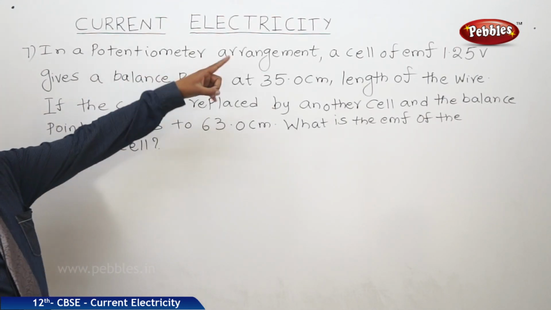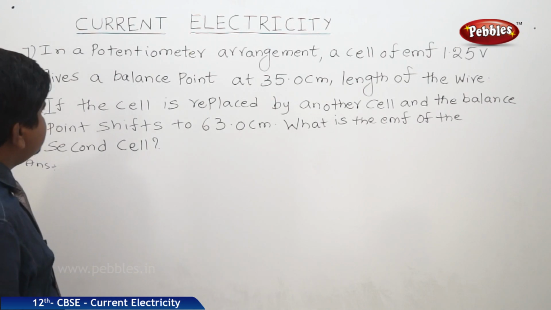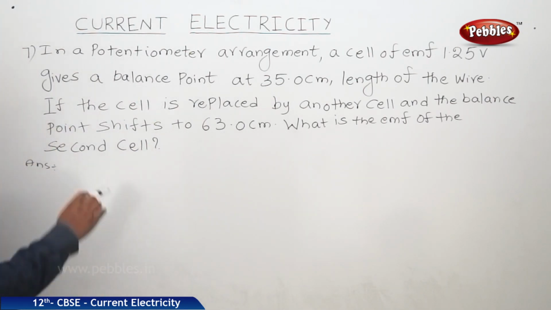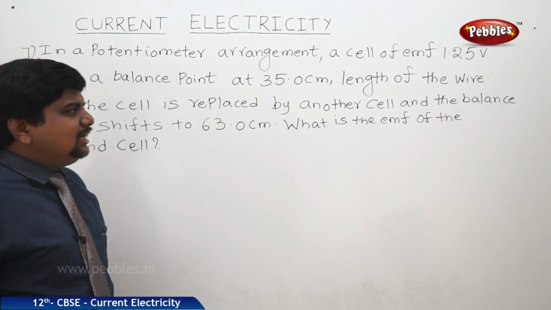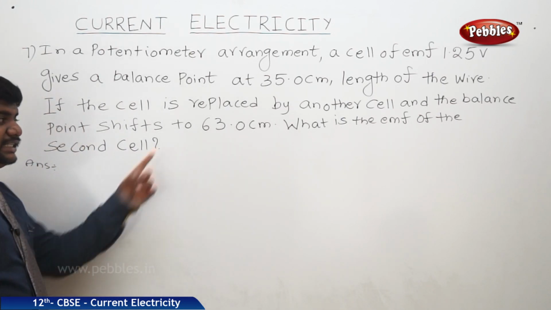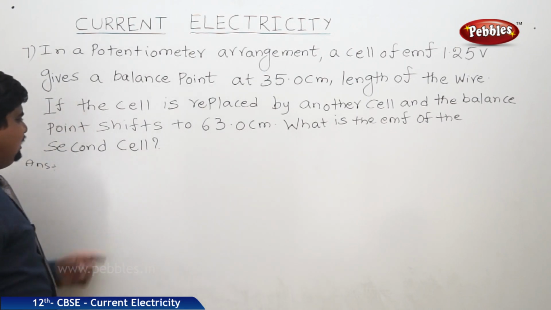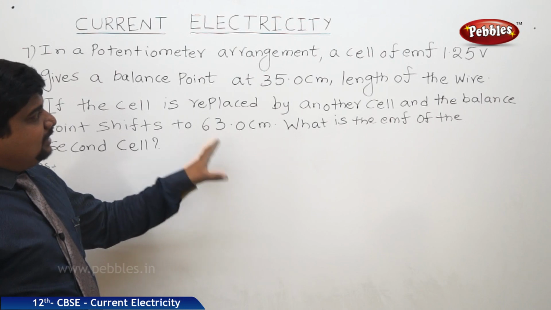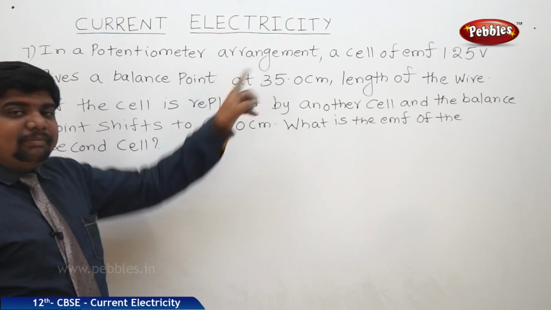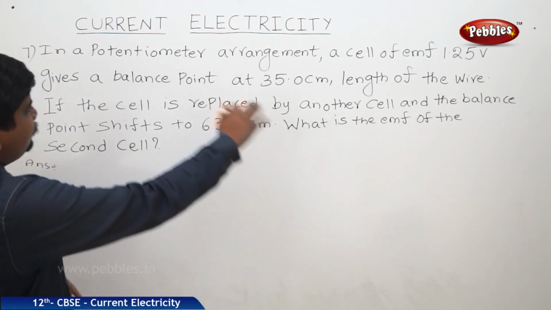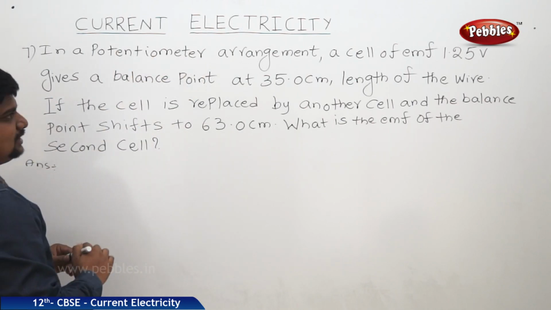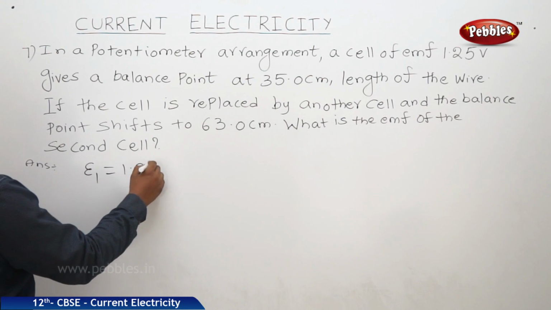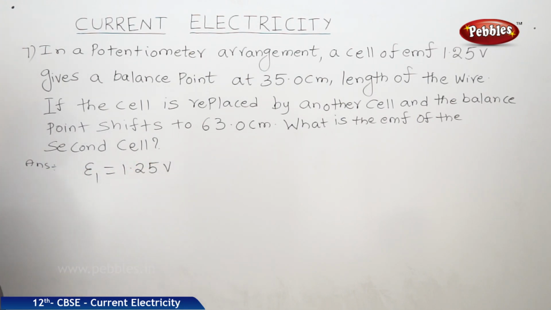The potentiometer arrangement: a cell of EMF 1.25 volts gives a balance point at 35 centimeters length of the wire. If the cell is replaced by another cell and the balance point shifts to 63 centimeters, what is the EMF of the second cell? He is giving the relationship between the EMFs and the balancing points. So this is the potentiometer arrangement. Cell of EMF is 1.25 volts, that is E1.